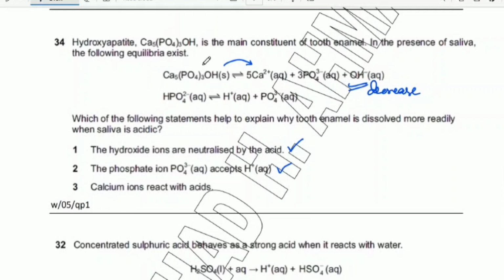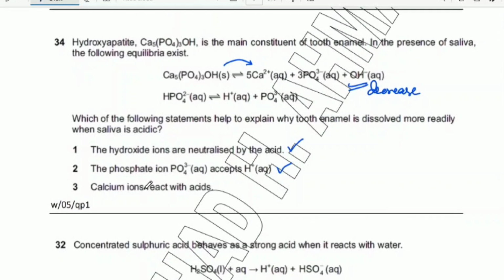So for the second reaction, it would shift backwards. So how does the second reaction affect the first reaction? How does it make tooth enamel dissolve? Because there'll be less of the phosphate ion. It will decrease, so the first reaction is going to move forward, right?